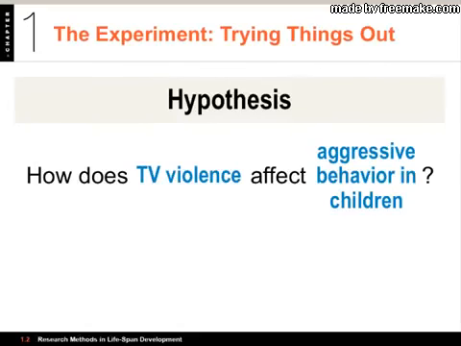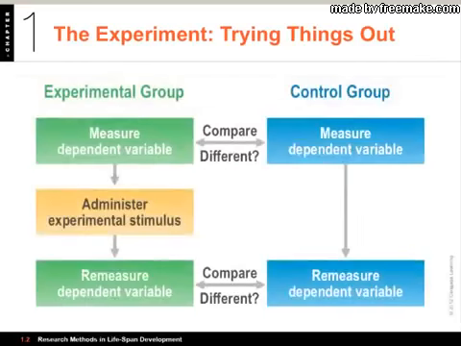Now, this is actually a question. If you wanted a hypothesis, it would be a statement. You would say that increased exposure to TV violence produces more aggressive behavior in children. Then it's a testable statement, and that's a hypothesis. Now, when you actually design an experiment, there are different ways that you can do it. For instance, you usually split people into at least two groups. There are as many variations on how experiments are conducted as there are with case studies and interviews and correlational studies. So this is just one possible method.